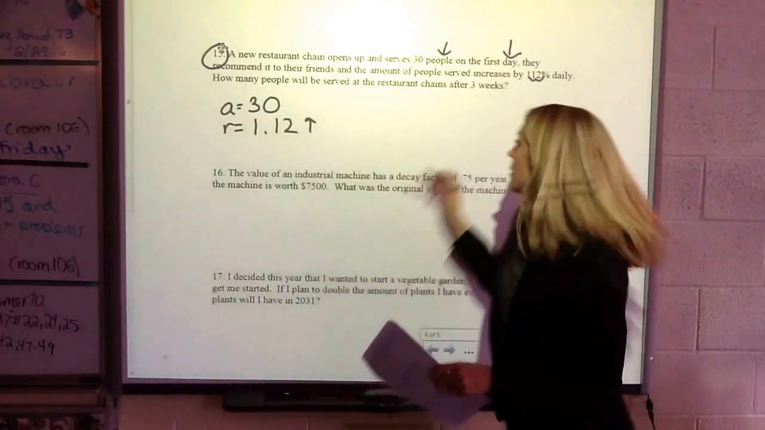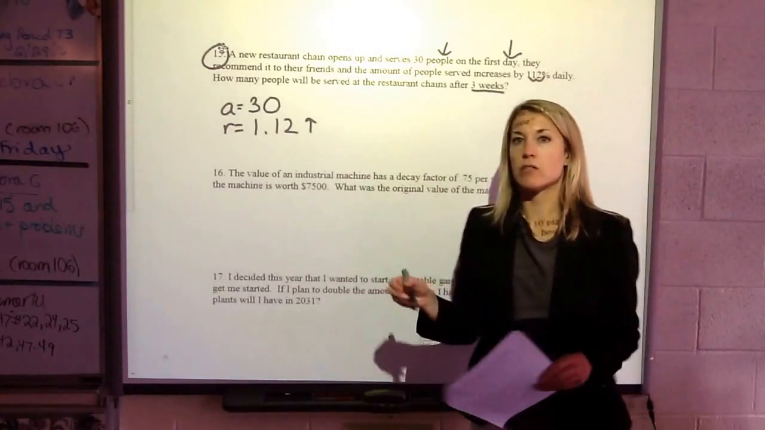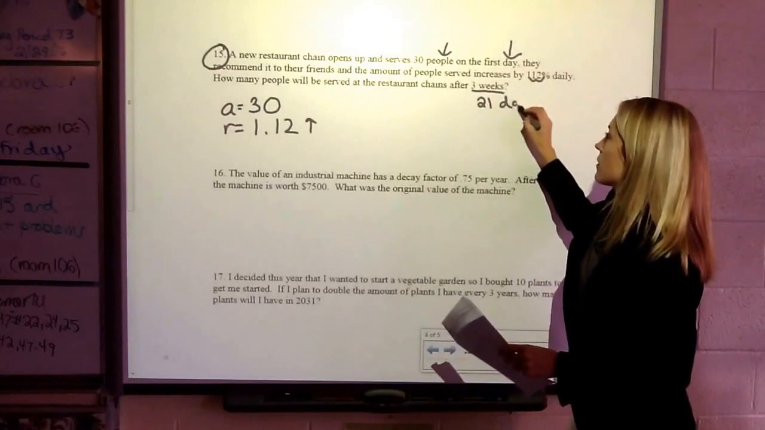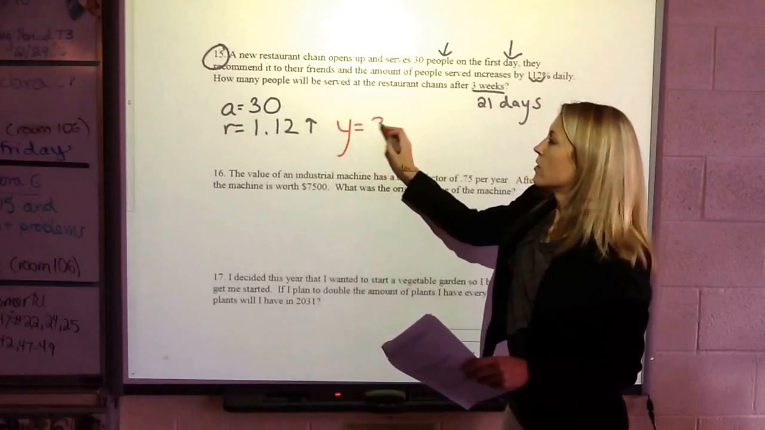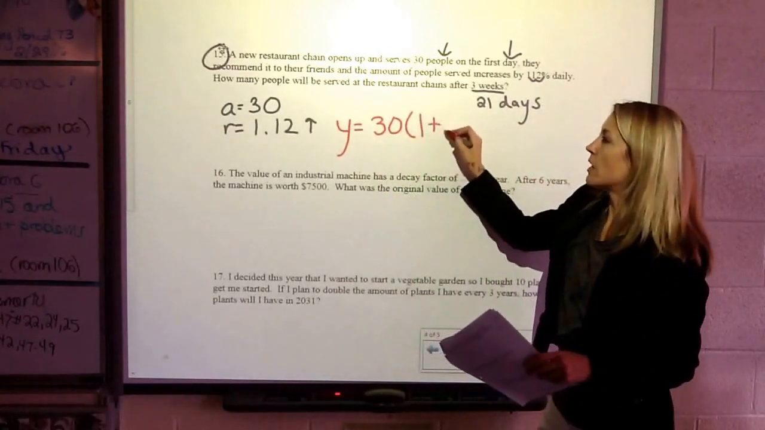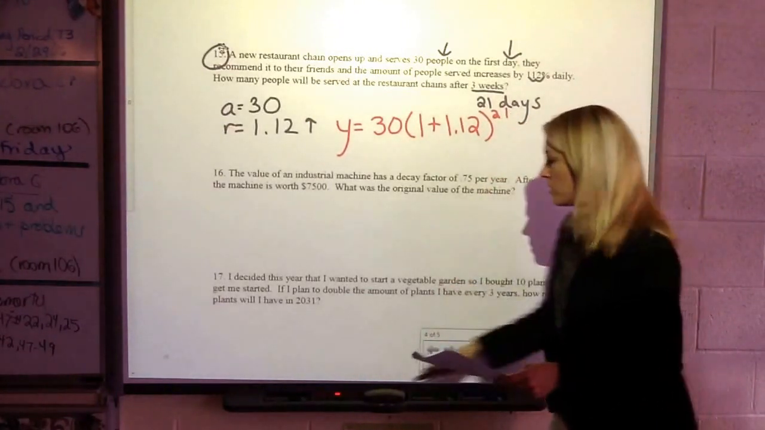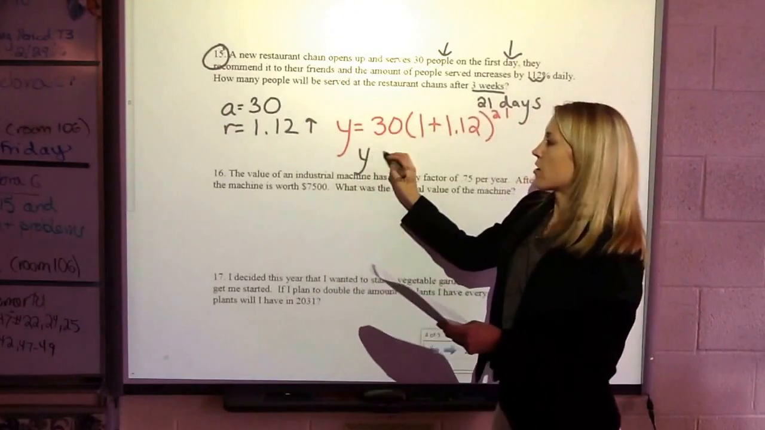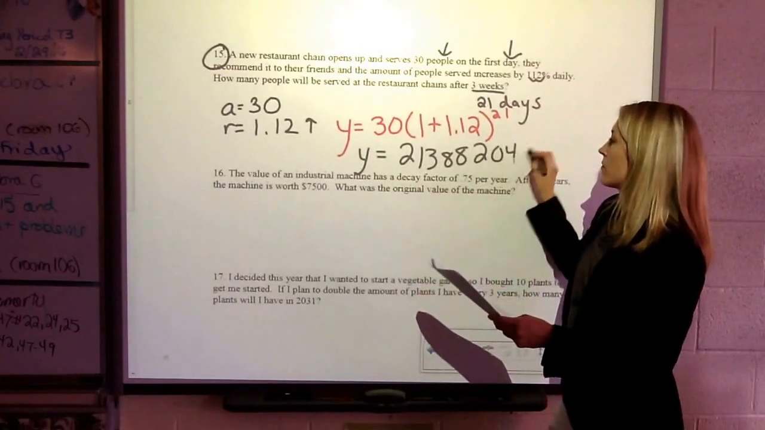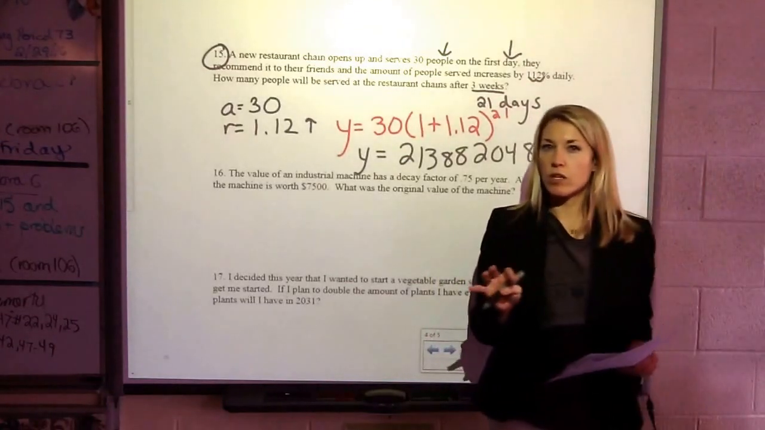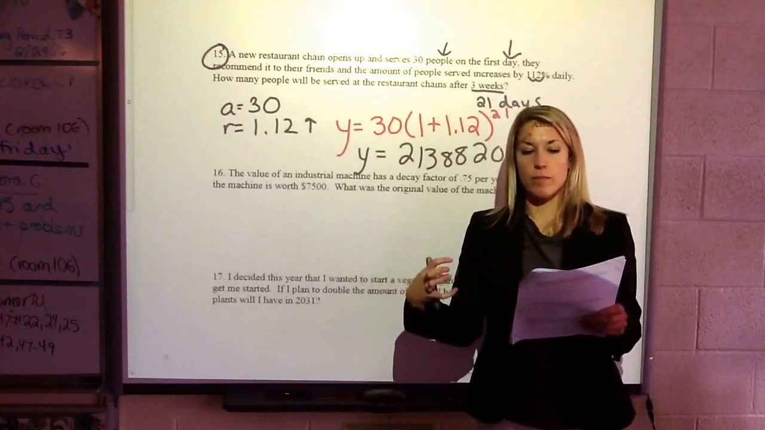It grows per day, so I actually have to convert 3 weeks. How many days is that? Hopefully you know there's 7 days in a week, 21 days. So when I plug this in, y equals 31 plus 1.12 to the 21. And you plug that in, and you should get how many people there are. So that seems like a large amount, but that's actually how many they have served to date. How many people have come into the restaurant.